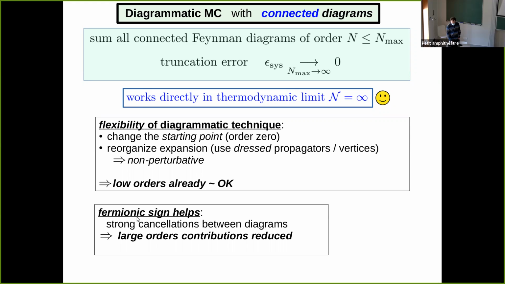Moreover, in this case, the thermodynamic sign is actually helpful because it leads to strong correlation, cancellations between different diagrams. So that at large order, even though there is a very large number of diagrams, factorially large number of diagrams, the contributions at large order are strongly reduced.